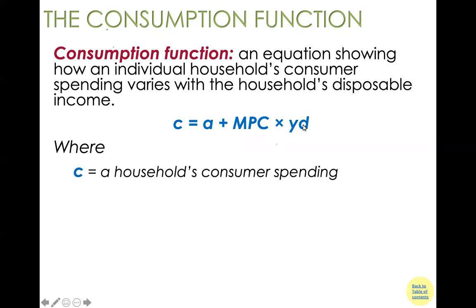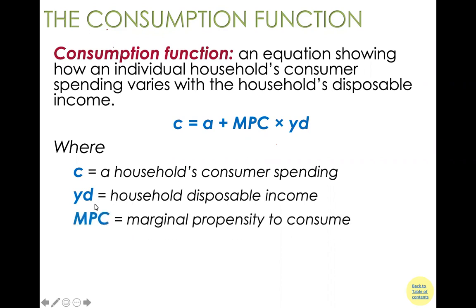Now on the right-hand side, first of all, C is going to depend on your disposable income. YD is disposable income. Secondly, the relationship is positive, and C is related to YD by MPC. So if I increase my disposable income by $1, then my consumption is going to increase by MPC dollars.